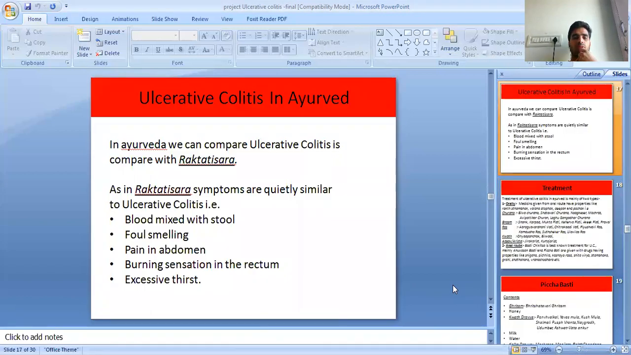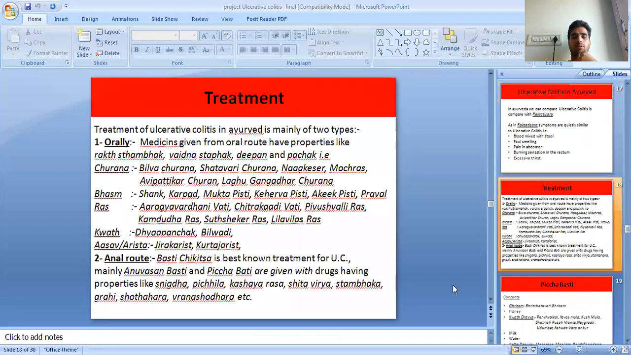Ulcerative colitis in Ayurveda we can compare with Raktatisara. As in Raktatisara, symptoms are very similar to ulcerative colitis: blood mixed with stool, foul smelling, pain in abdomen, burning sensation in the rectum, and excessive thirst.